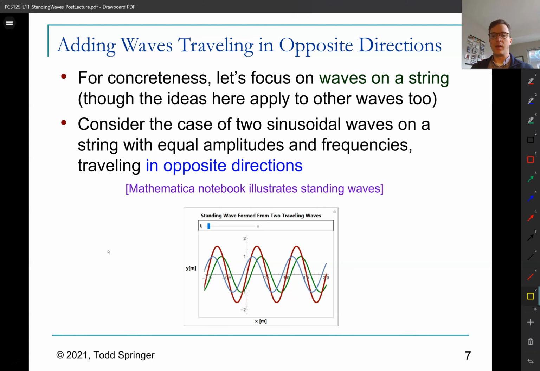So now what I want to focus on to show you what a standing wave is, let's focus on two waves with equal amplitudes and equal frequencies, but traveling in opposite directions. So the waves are going to be identical. The only difference between them is one is going to be traveling to the left and one is going to be traveling to the right. And we want to add those two together to see what kind of thing results.